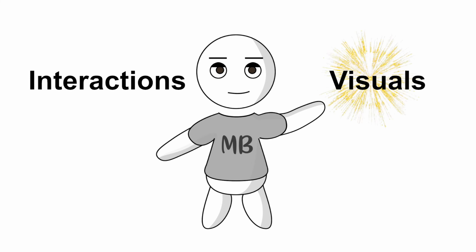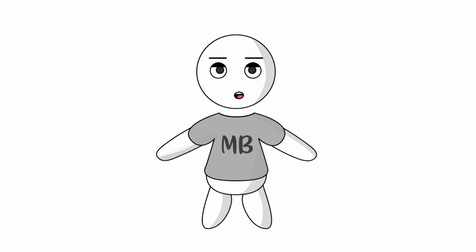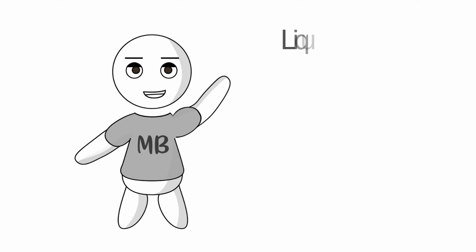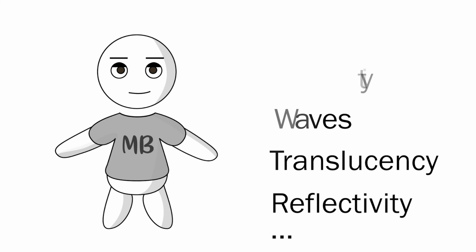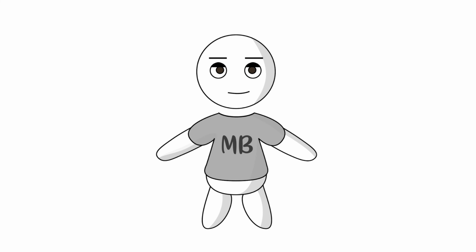Let's start with the visuals. First, we need to be aware that we're creating an illusion. We try to find the characteristics that define water and replicate that in our games, hoping that the player will be convinced that what they are seeing is water.